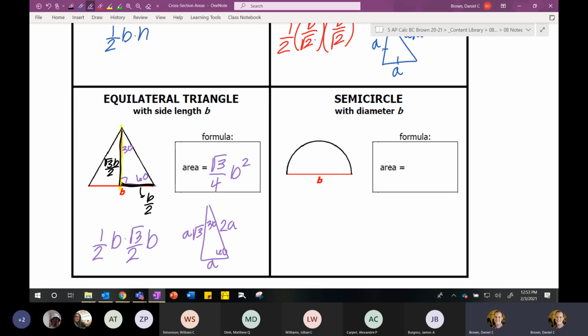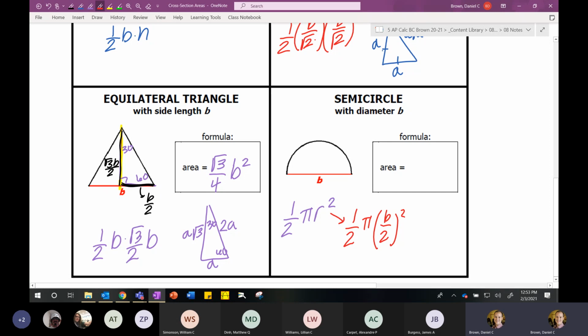And then you have the semicircle, again with the base of B being that bottom side. A semicircle is half of a circle, so we know the circle is pi r squared. Half of a circle would be 1/2 pi r squared. If B is that bottom side, then a semicircle will be 1/2 of pi times (B over 2) squared.